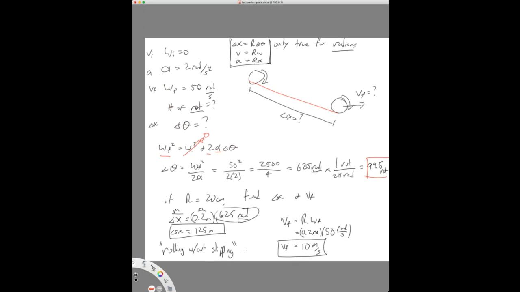So anyway, we're not going to have any problems that have rolling with slipping, but you're going to be looking for that keyword, or key phrase, and that's typically going to mean that we're justified in relating the linear and the rotational equations. Okay, any questions?